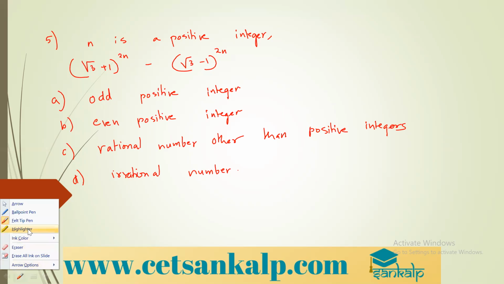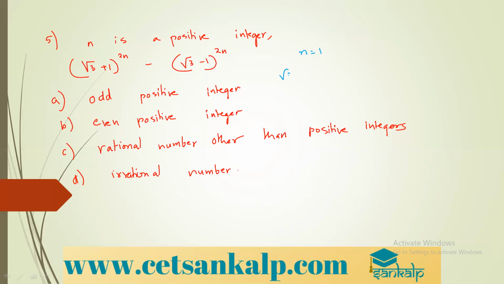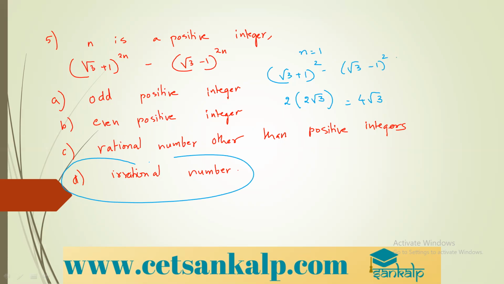The easy way, the shortcut method to find this, is to put n as any positive integer. Like we can put n as 1. So we have (root 3 plus 1) whole square minus (root 3 minus 1) whole square. This will be 2 times 2ab, that's the formula. So we are having 4 root 3, which is an irrational number. So we can go to option D. That's the easiest.